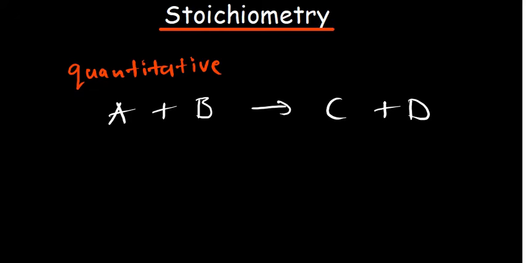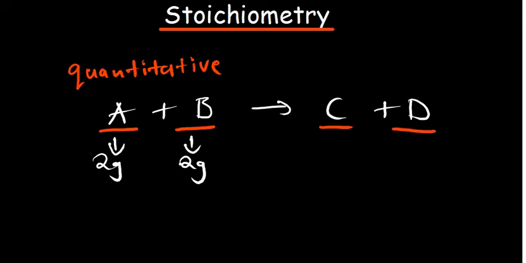What we're trying to study under stoichiometry is basically the relationships between these reactants and also their products. So if you are given the masses of, let's say, both A and B, you should be able to find the masses of what? Of your products.